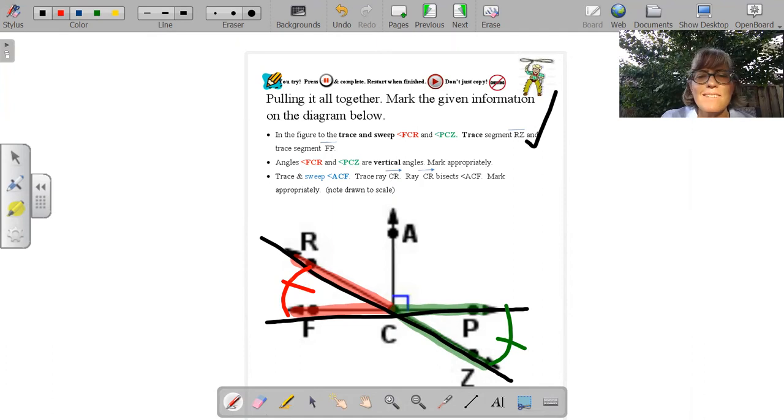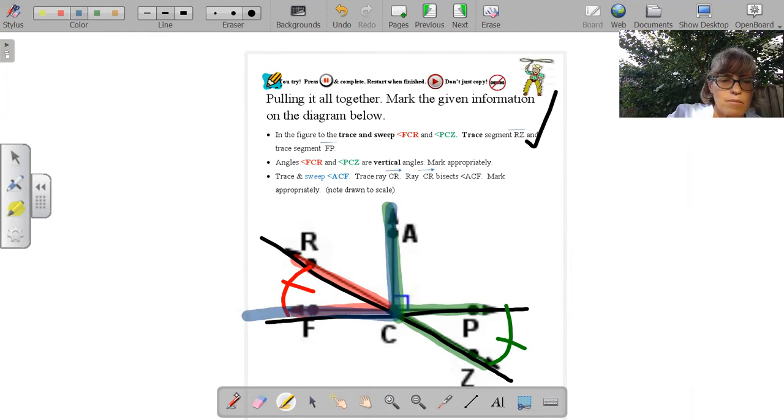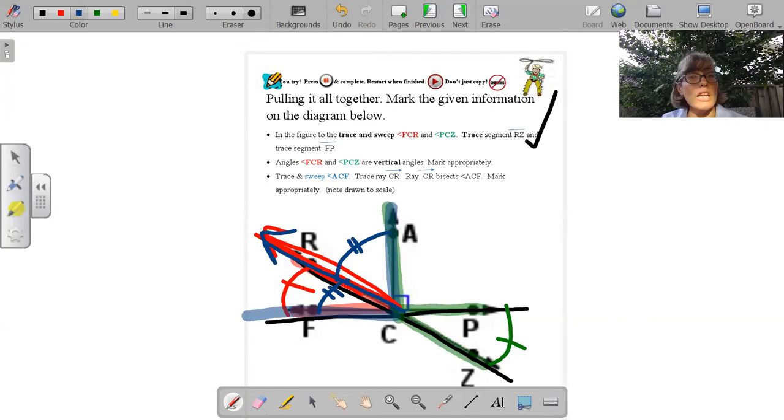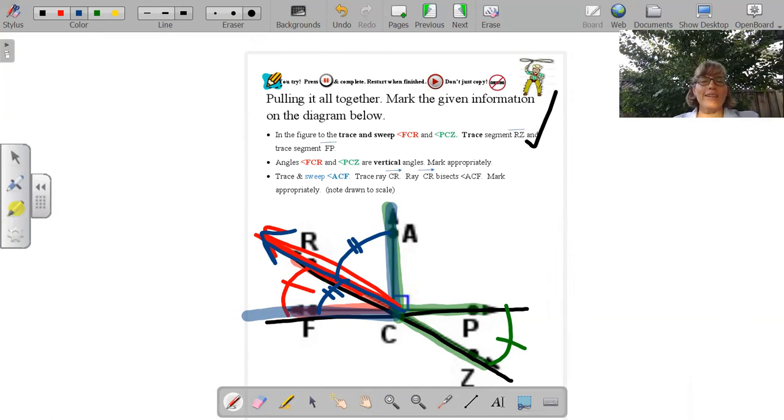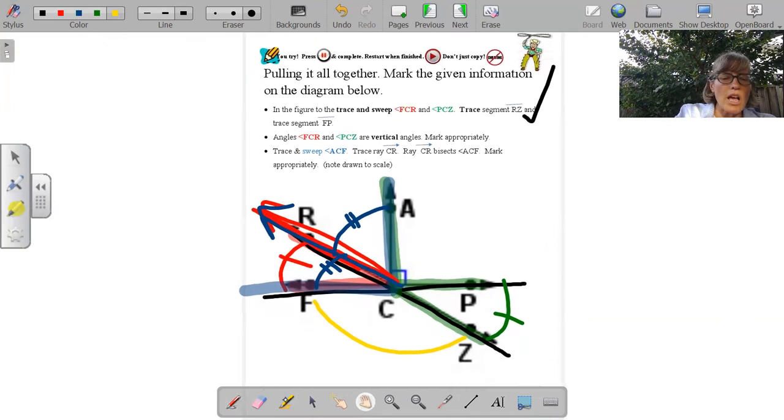That would mean this. Trace and sweep ACF. CR bisects ACF, so this is true. Mark appropriately. Now I'm going to give you one measurement only. And the measurement I'm going to give you right here is 135 degrees.